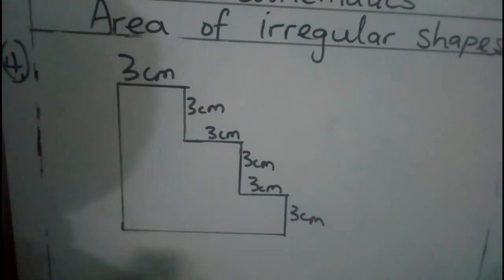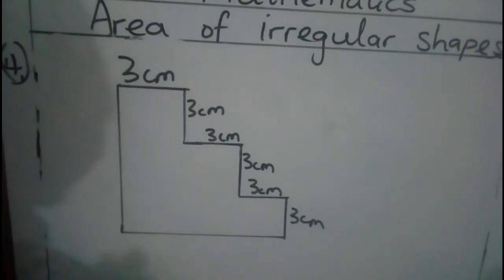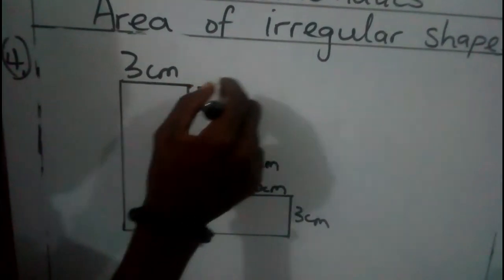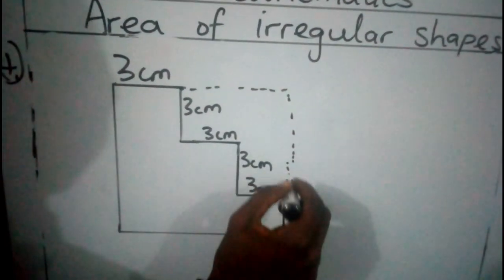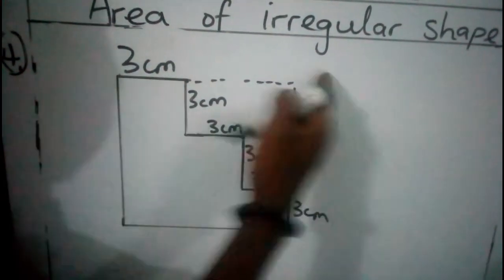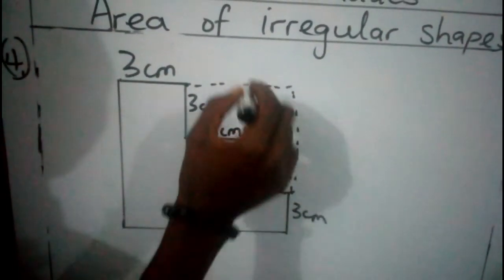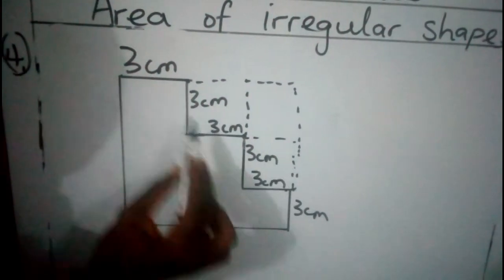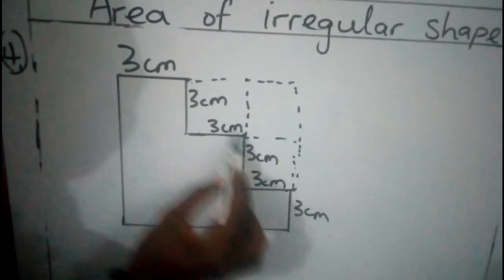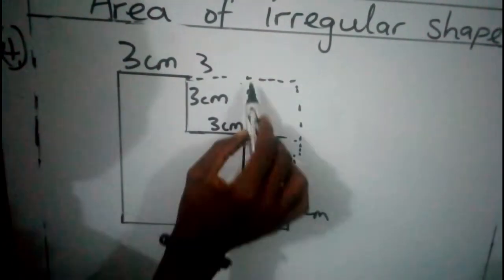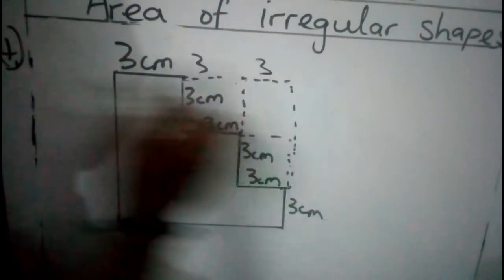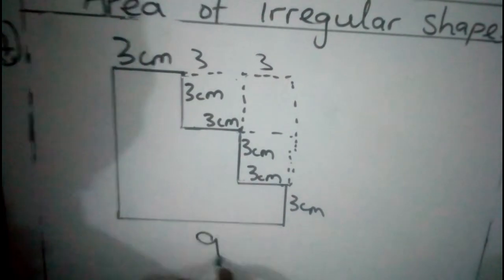So for me to find this side now, what do? Remember, this side is equal to this side if I make up this shape. If I make it up this way, these two sides are the same. So I will still make it this way. Here to here is 3. Here to here is 3, which makes here to here also 3. So this entire length becomes 3 plus 3 plus 3. That gives you 9 centimeters.